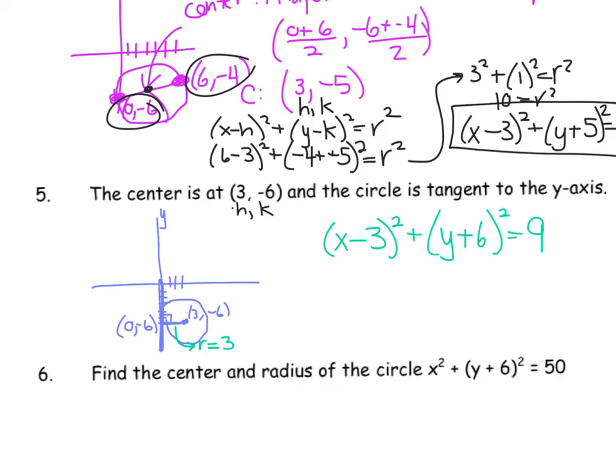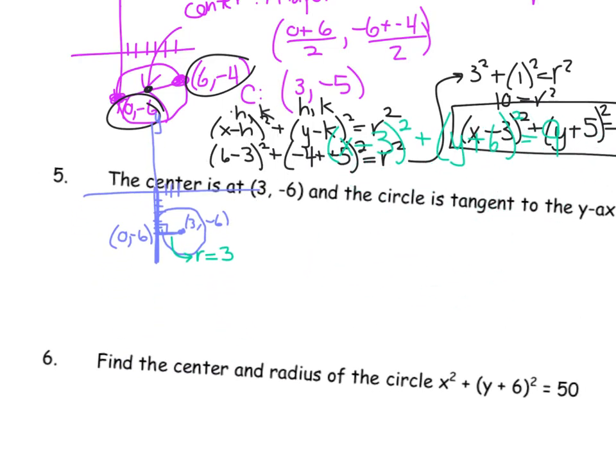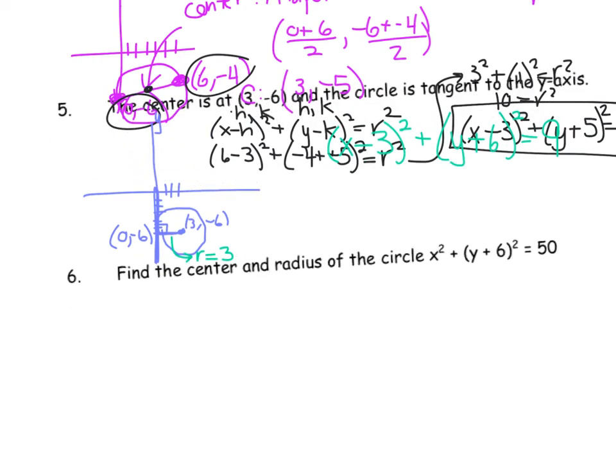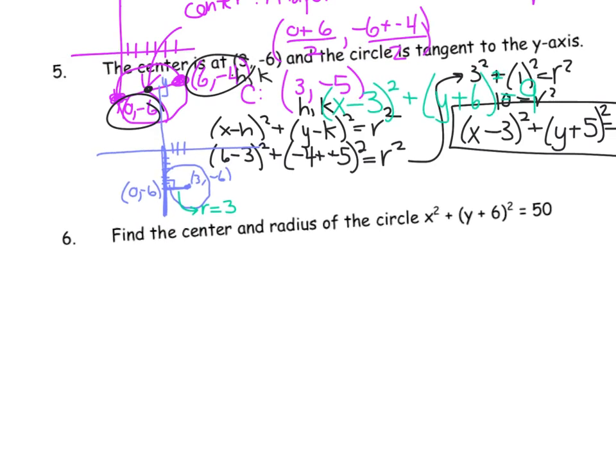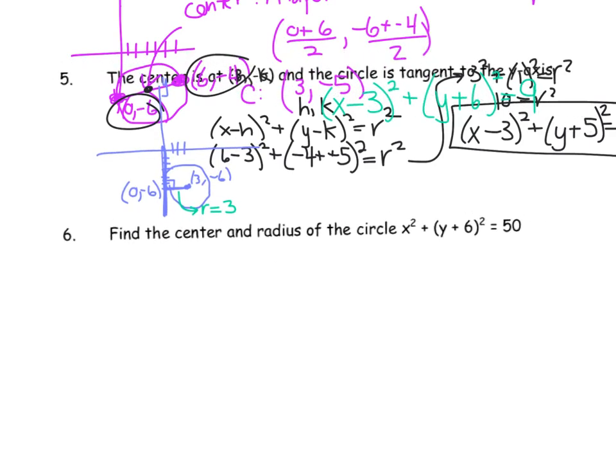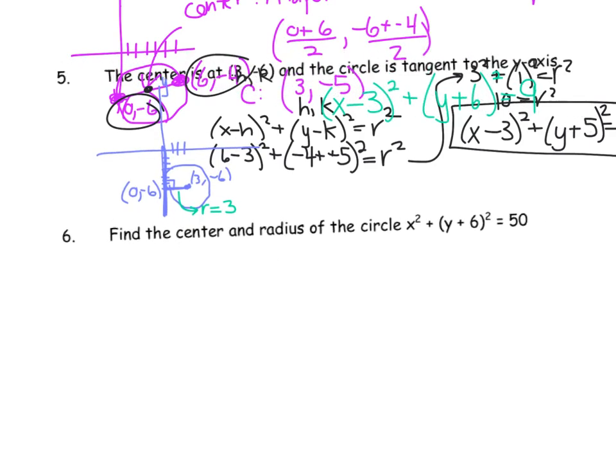All right, let's do number 6 over here. Find the center and radius of the circle. So now we're given the equation. We haven't had that in a while. But we're going to find the center and radius of a circle, and they gave us the equation x squared plus (y plus 6) squared equals 50.